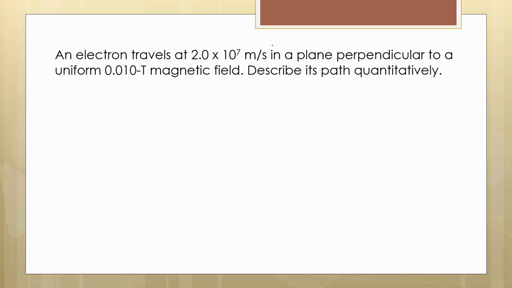We know that an electron is traveling at this speed in a magnetic field of this strength, and we want to describe its path. As we saw earlier, these particles will always follow circular paths because you have a centripetal force acting on them. To describe it quantitatively, we are going to describe the radius of that circle. One of the equations that we derived in the previous video was mv over qB.